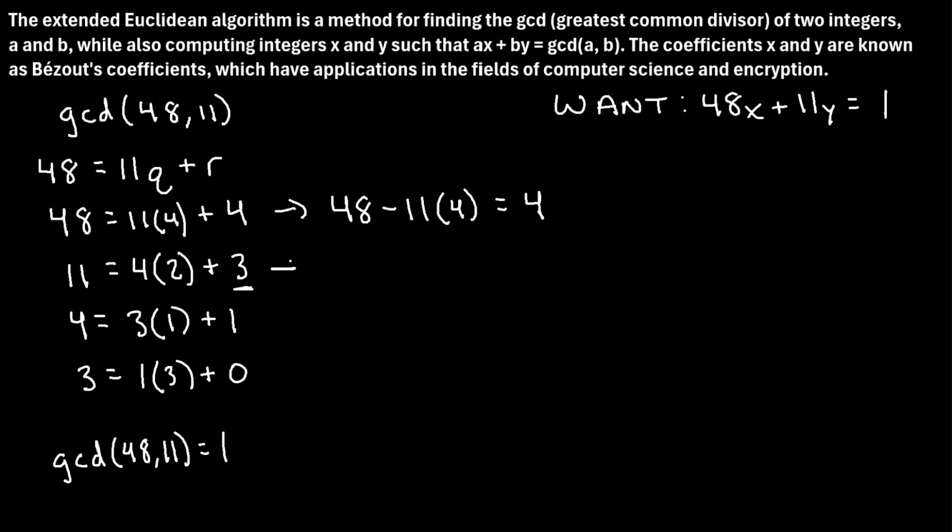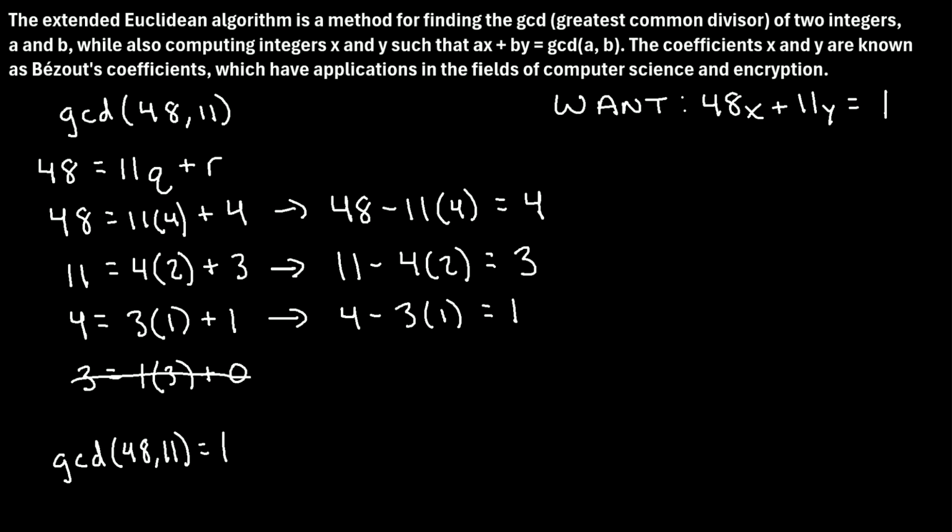So for this next equation, that's going to become 11 minus 4 times 2, and we're setting that equal to the remainder of 3. Then we'll do the same for this last equation right here, where we get 4 minus 3 times 1 is equal to 1. And we said we don't need to rewrite this last equation right here where we got a remainder of 0. So recall once again, we want this equation right here.